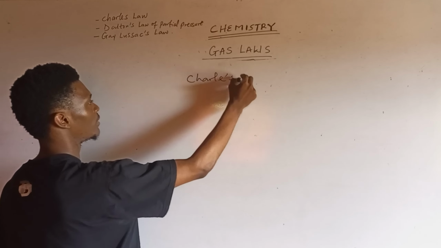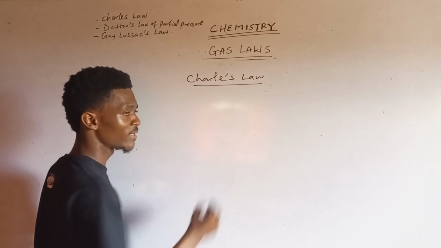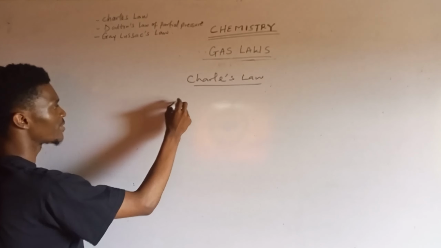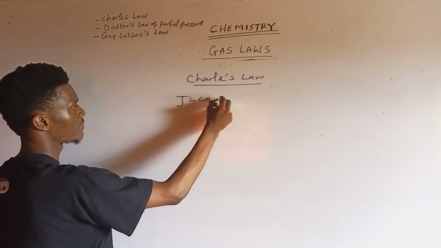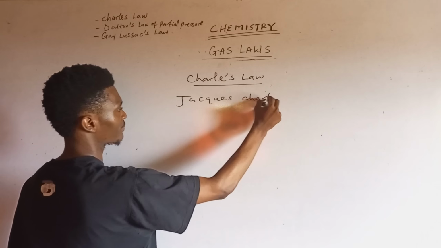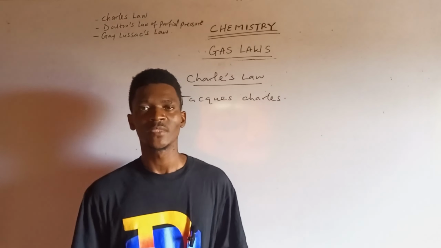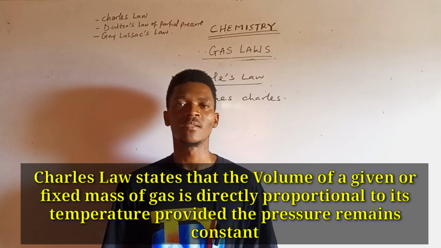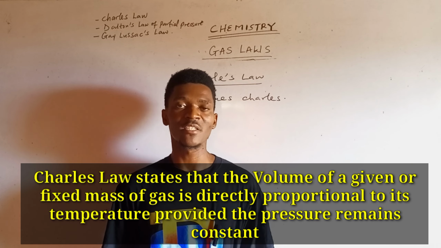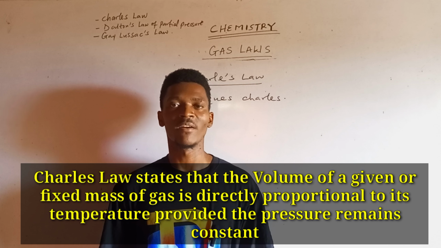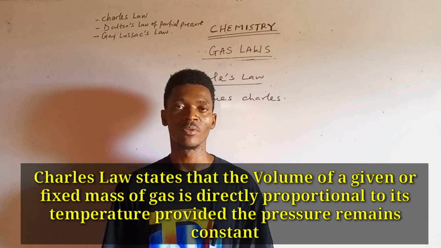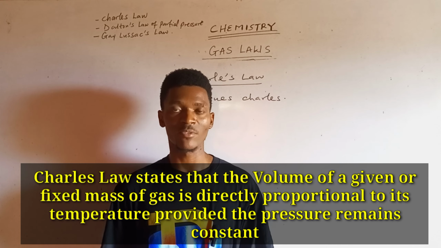Charles' law. Now, this law was postulated by a scientist named Jacques Charles. And what did this law state? Now, the law states that the volume of a given or fixed mass of gas is directly proportional to its temperature, provided the pressure remains constant.